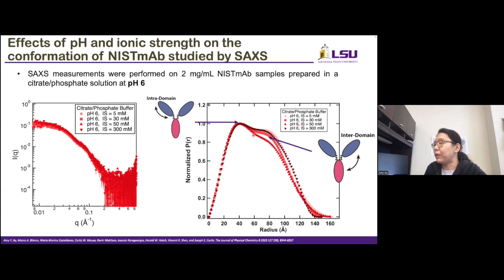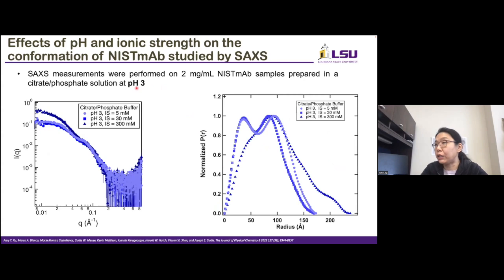And then this peak, we think that's what we call the interdomain peak. It tells you the average distance between the Fab and then the FC domains. So this is what we have measured at pH 6. And then we also measured the NISTmAb here at pH 3.